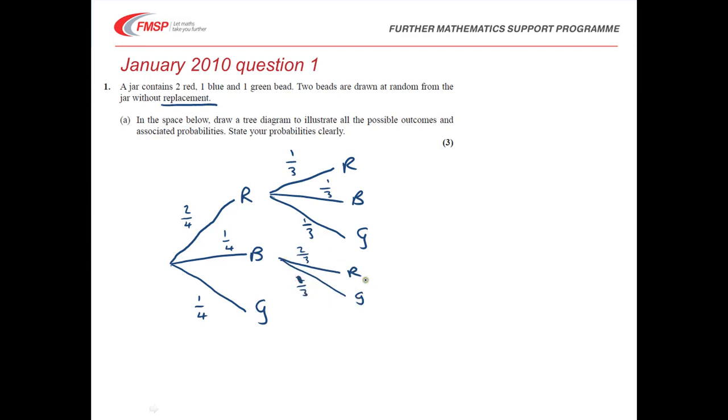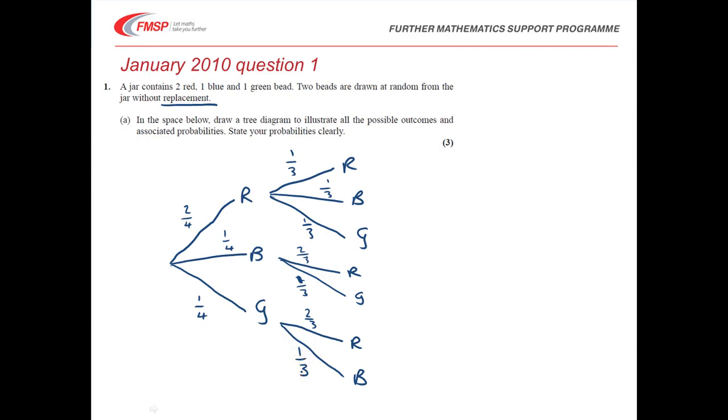Now you could put an additional branch on that says 0 for blue. If you put a branch on for blue, you must make sure it's got 0 on it. That is permissible, although we don't like it. Same with green. If you've taken a green out, you have no more greens left, so we can only choose a red or a blue. So there are 2 reds in the jar and there is 1 blue in the jar.